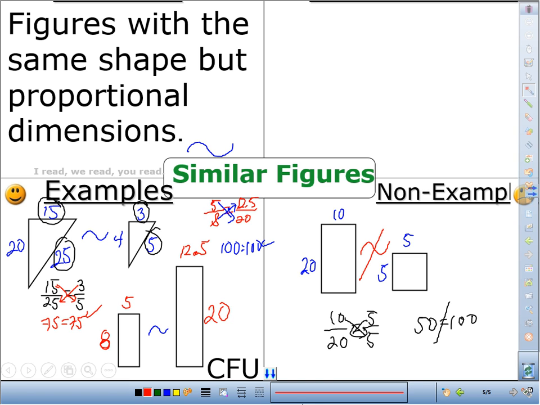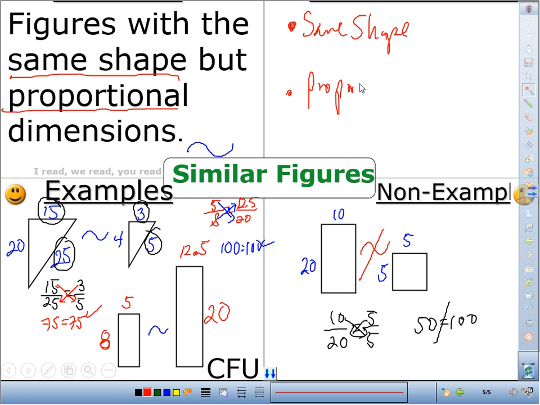Does everybody understand what we're doing? All right. So similar figures are figures that are proportional, number one, and number two, that they have what? The same shape. So here it's same shape, and they are proportional. That's the most important thing to remember about similar figures. Copy that, please.